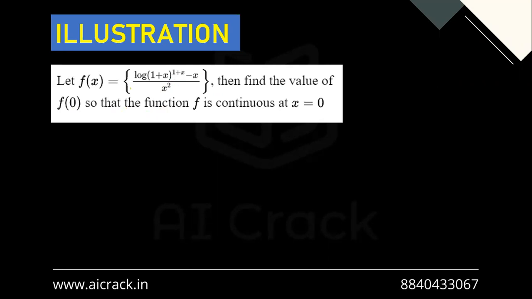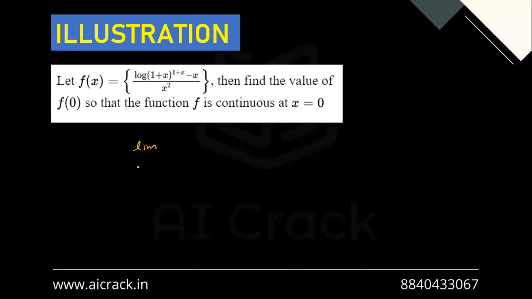Now we know that f(0) cannot be found directly because this becomes 0 minus 0 divided by 0. So basically, this is 0 by 0 form. So eventually, we'll have to calculate the limit. And that limiting value should also be equal to f(0) so that the function is continuous, right? Now let's calculate the limit.